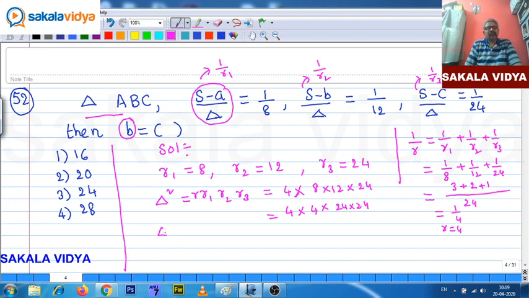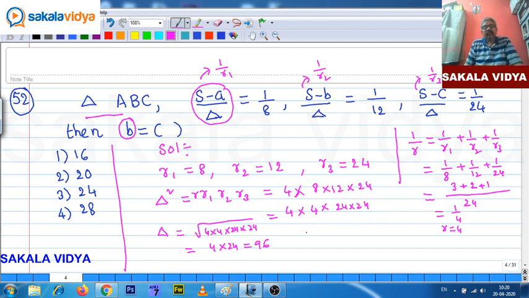So delta is equal to the square root of this: square root of 4 into 4 into 24 into 24. Square root of 4 into 4 is 4. Square root of 24 into 24 is 24. So this will be 96. Then we need to calculate the B value.